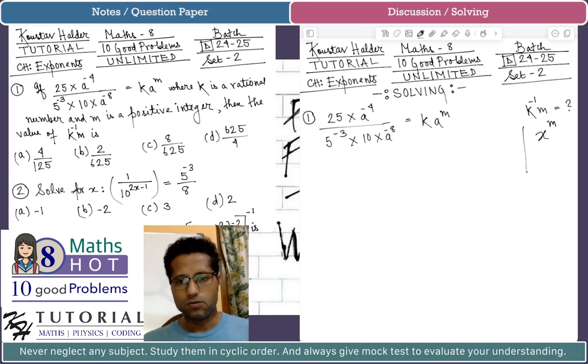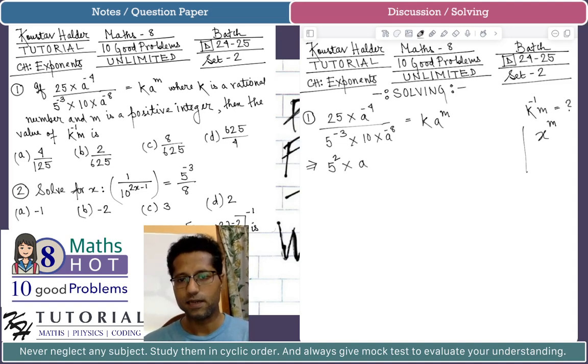Okay, so using the laws of exponents, let's simplify the left hand side slowly. Now I can see 25 in the numerator, and in the denominator I can see 5 raised to the power minus 3. So I will obviously try to write 25 as 5 square, and I can see in the numerator I have a to the power minus 4, in the denominator I have a to the power minus 8.